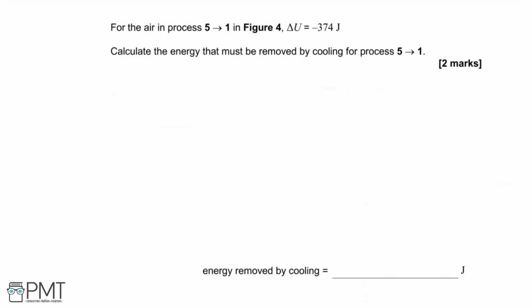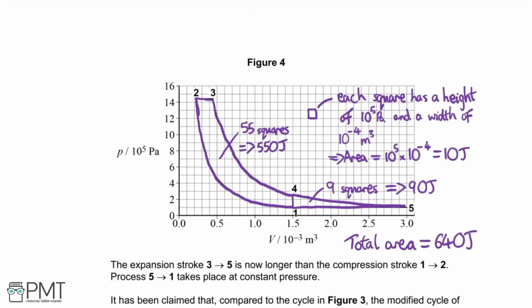For the air in process 5 to 1 in figure 4, delta U is equal to minus 374 joules. Calculate the energy that must be removed by cooling for process 5 to 1. So we can see process 5 to 1 here. So we're going from right to left. Now we're trying to calculate the heat energy, Q, and we're given the change in internal energy. So the odd one out here is the work.